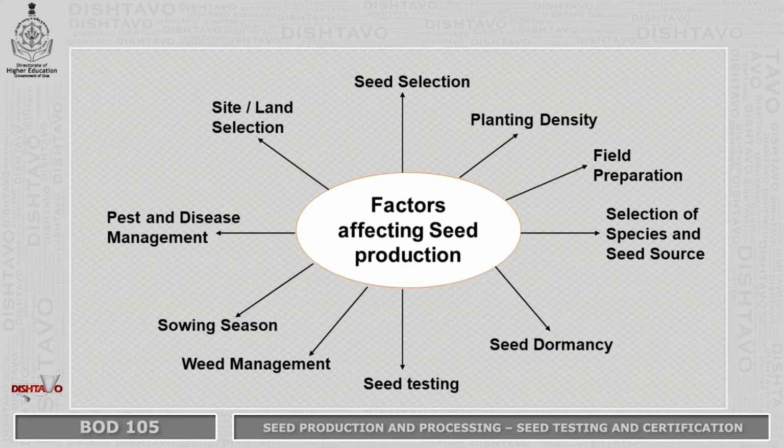Now seed production is affected by a number of factors, starting from site or land selection, seed selection, planting diversity, field preparation, selection and species, seed source, seed dormancy, seed testing, weed management, sowing season, and pest and disease management. All these factors have a great effect on the seed which is being produced.